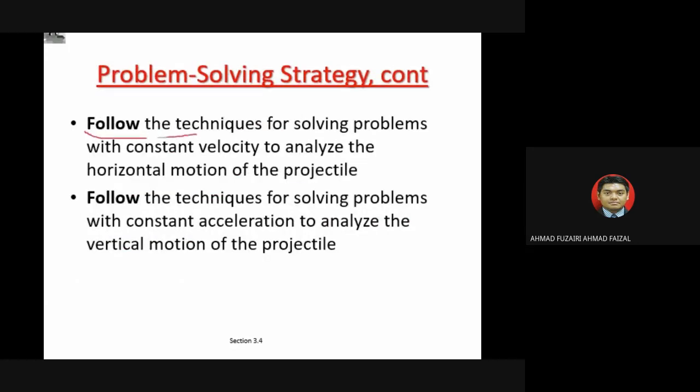Follow the techniques for solving problems with constant velocity to analyze the horizontal motion of the projectile, and follow the techniques for solving problems with a constant acceleration to analyze the vertical motion of the projectile.